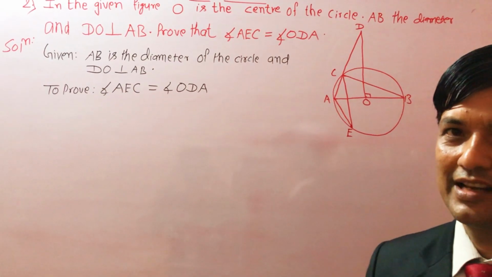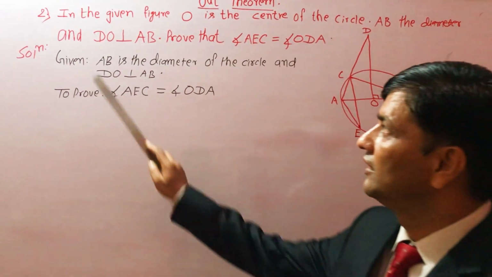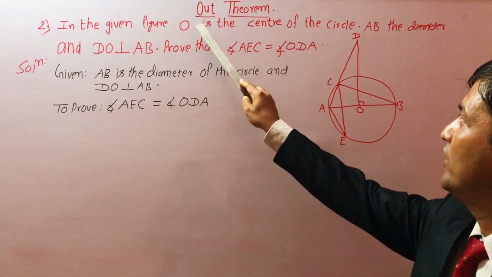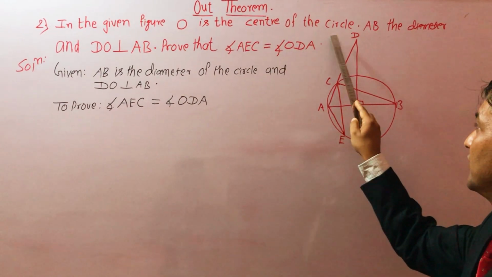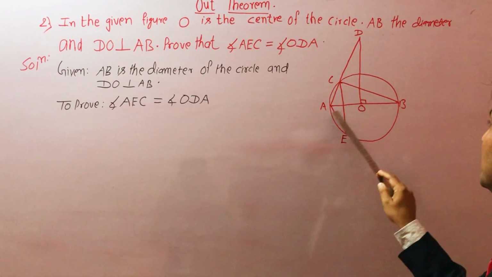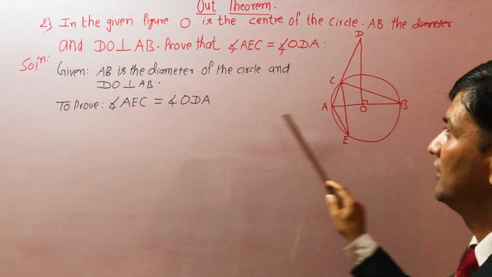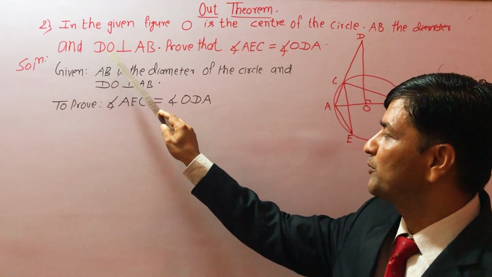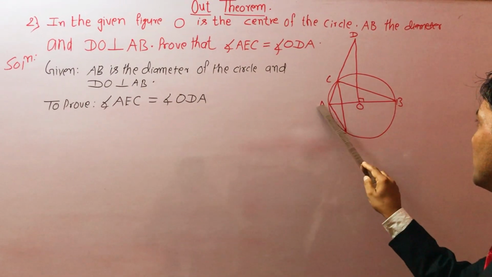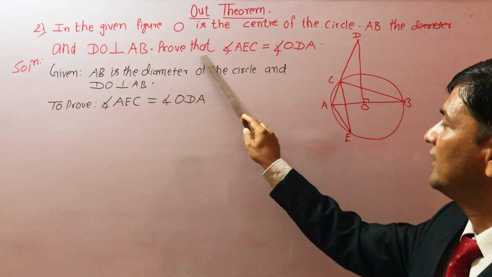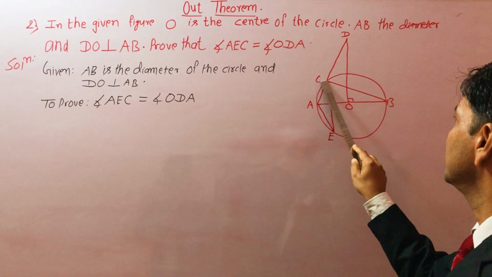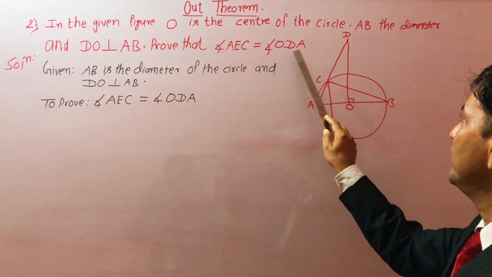The question is like this. In the given figure, O is the center of the circle. AB is the diameter, and DO is perpendicular to AB. Prove that angle AEC is equal to angle ODA.